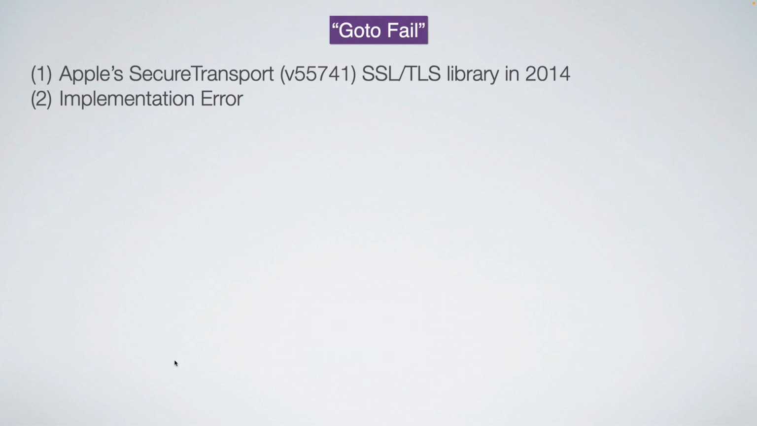Okay, so the first story, this happened in 2014, so a while ago. It's a software vulnerability called Go-To-Fail. This affected Apple computers, okay? It was in Apple client computers, and Apple's version of SSL, or their software stack, is called Secure Transport. And this is the version where it was, okay?